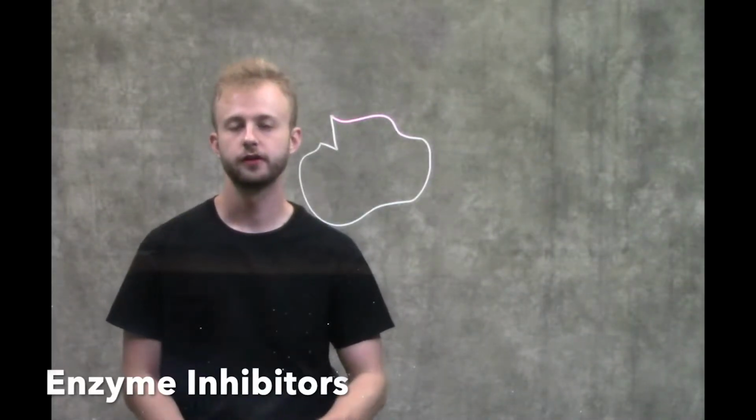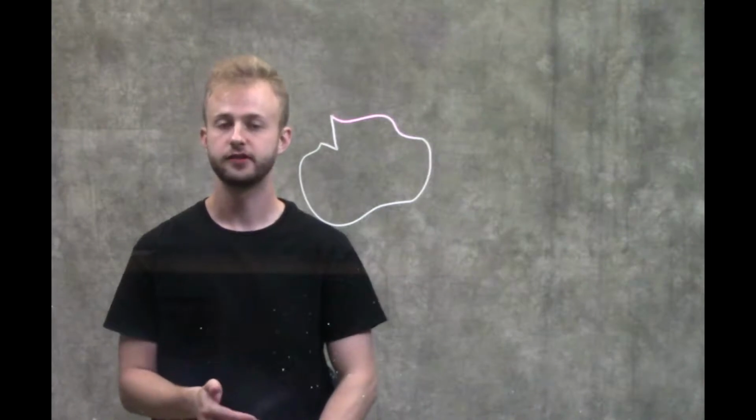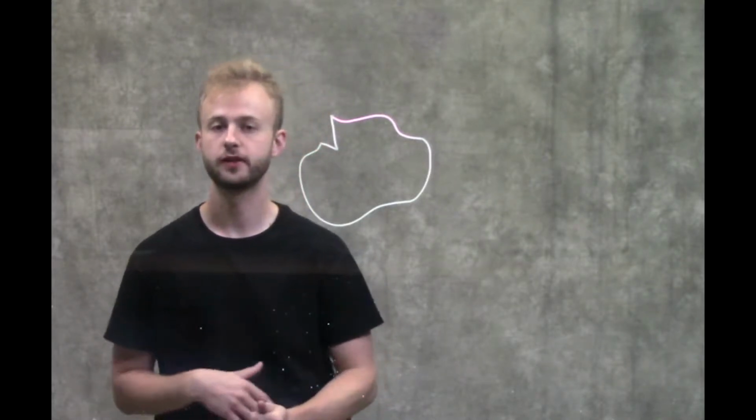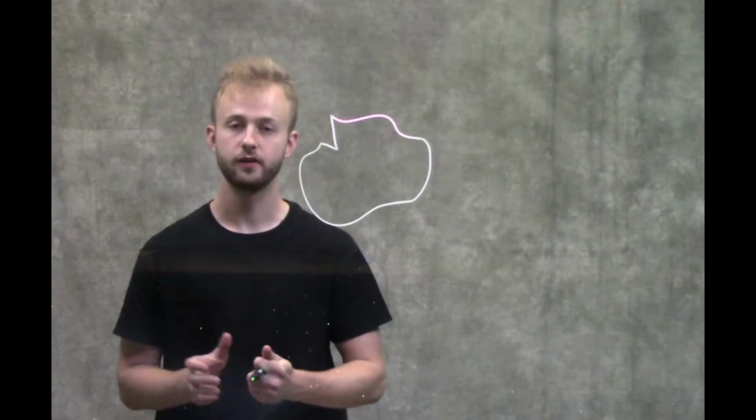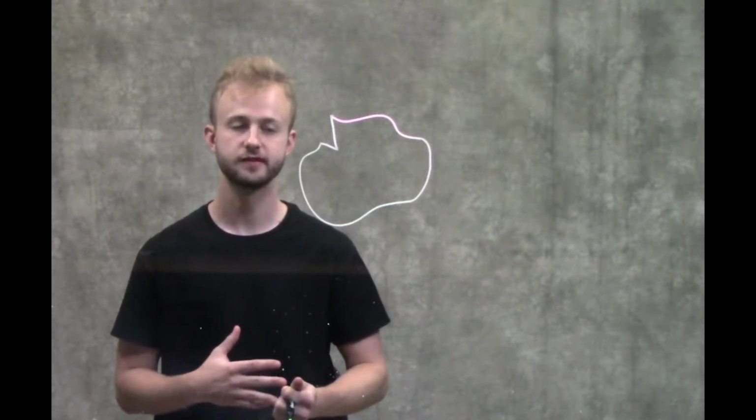This video is going to be about enzyme inhibitors. Molecules that bind covalently to enzymes typically inhibit those enzymes in a way that's irreversible. But what we're looking at today is when these molecules interact with enzymes in a weak way, which makes these reversible processes.